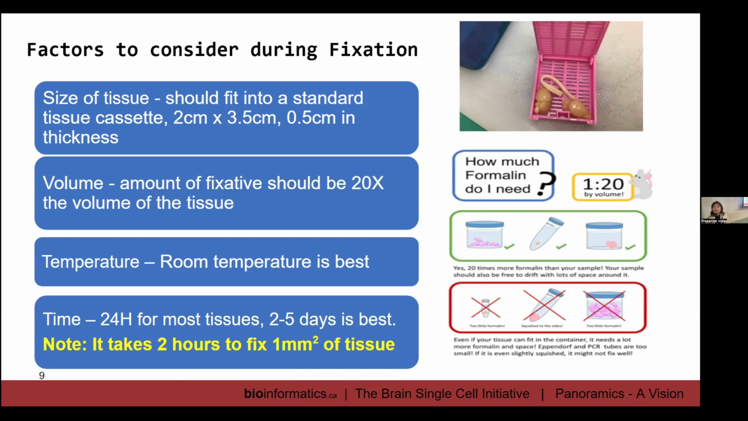Temperature, it's actually best at room temperature. Some people like to put this in the fridge. You can do that, but you have to keep in mind that when you put it in the fridge, you have to extend the time. So when you extend the time, you need to kind of figure out which is best for your tissue. And I'll explain this in a moment. And then what's the time? Well, for most use, it's 24 hours.